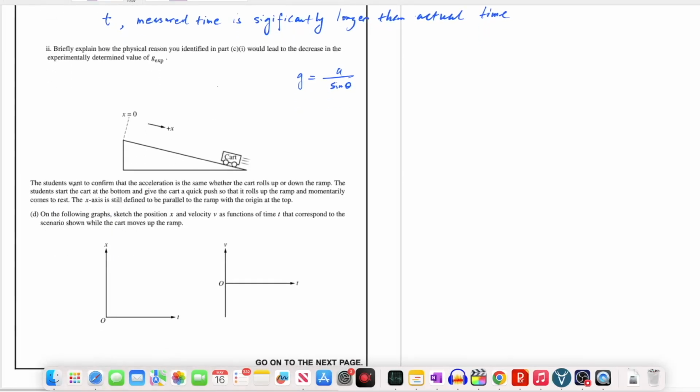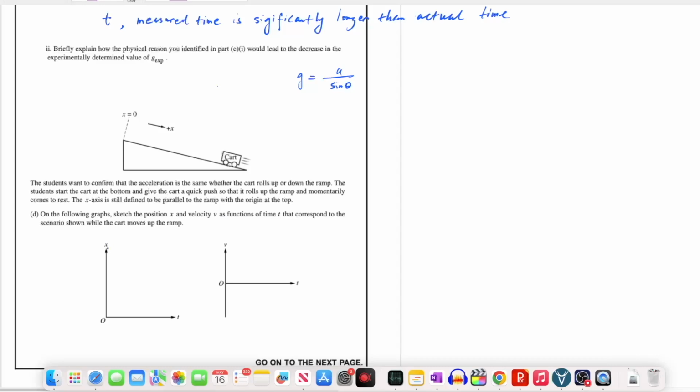Part D. The students want to confirm that the acceleration is the same whether the cart rolls up or down the ramp. The students start the cart at the bottom and give the cart a quick push so that it rolls up the ramp and momentarily comes to rest. The x-axis is still defined to be parallel to the ramp with the origin at the top. On the following graph, sketch the position x and velocity v as a function of time that correspond to a scenario shown while the cart moves up the ramp.